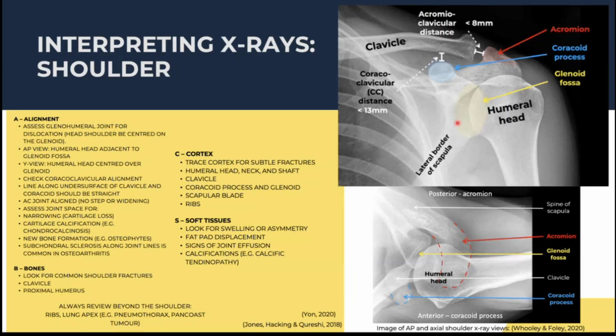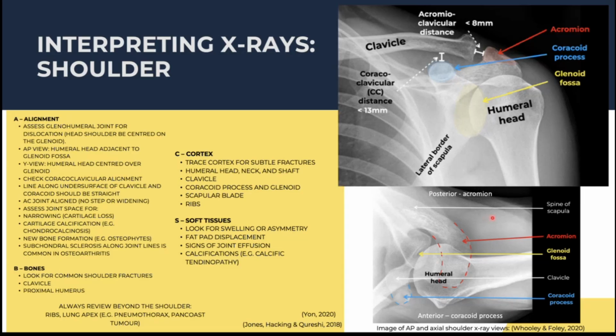And then on a Y view, which we haven't actually got here, the scapula literally looks like the letter Y. You want to make sure that the humeral head is centered right over the glenoid. Often we try to get the humerus straight across, straight down the scapula. And then you want to make sure that you've got coracoclavicular alignment.